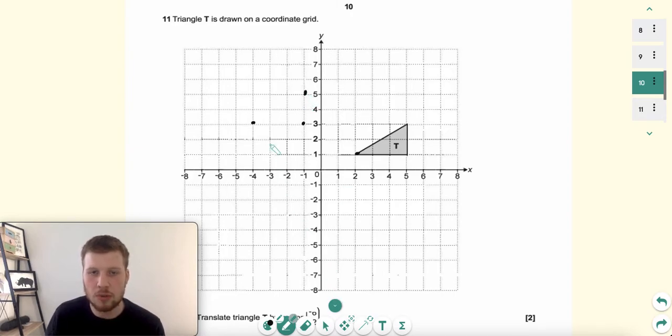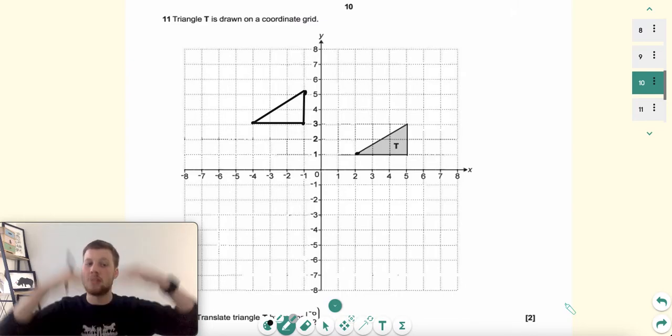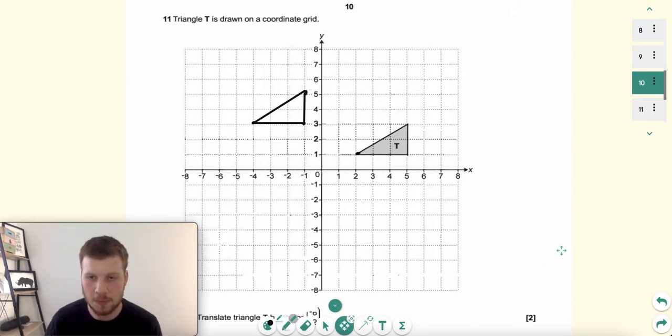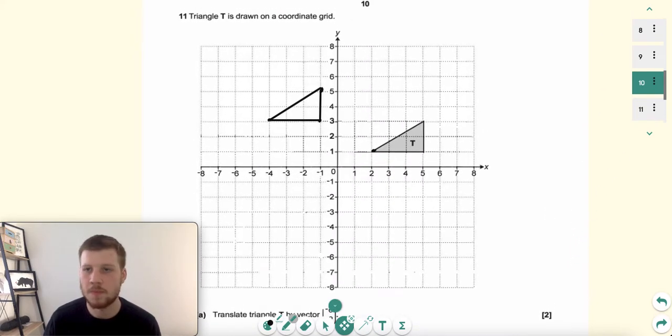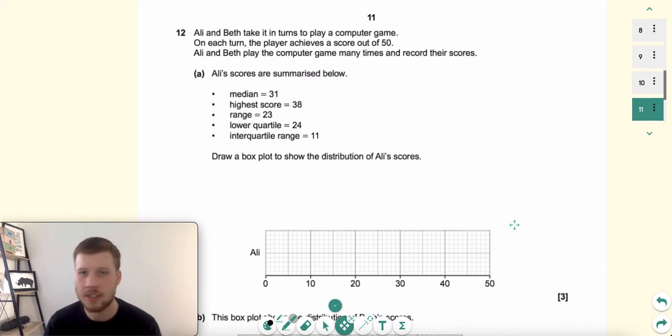So I would redraw my shape T on this section. So negative 6, taking it back 6. Positive 2 is going to jump it up 2. Any more? Nope. Question 12. Ali and Beth take it in turns to play a computer game.